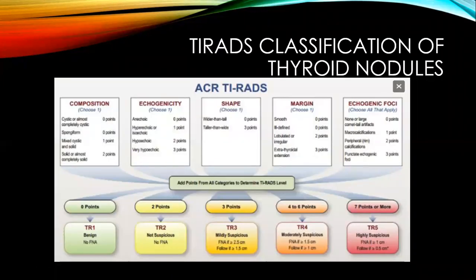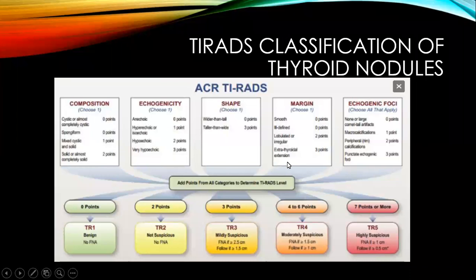So there are different thyroid classifications. I've just chosen two, which are a bit simpler. This is the American College of Radiology thyroid classification. It considers 5 features of our lesion, which are composition, echogenicity, shape, margin, and echogenic foci. So we score our lesion based on this table, where cystic or almost cystic lesions get 0 points, mixed cystic gets 1 point, and so forth.